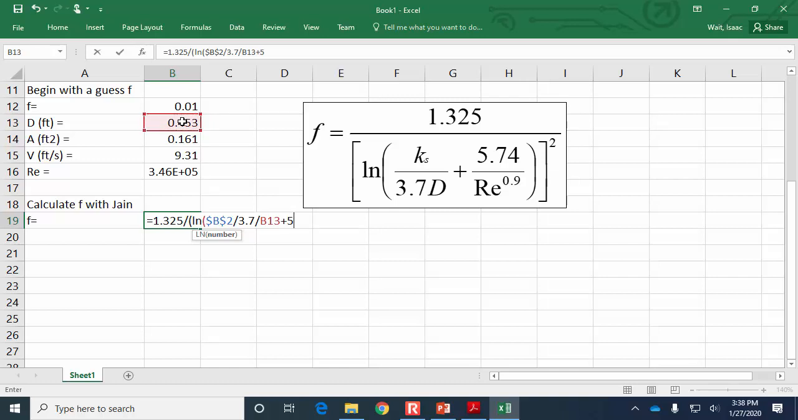Plus 5.74 divided by the Reynolds number. Well, what's our best Reynolds number guess? This one. To the 0.9 power. And I start closing the parentheses, and then it's to the power of 2.